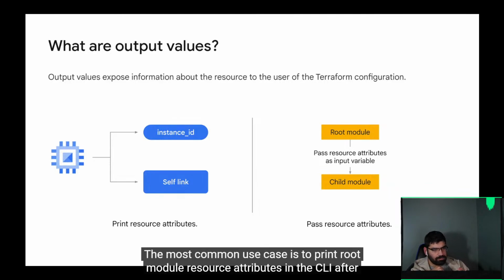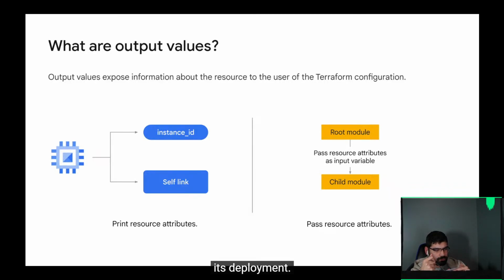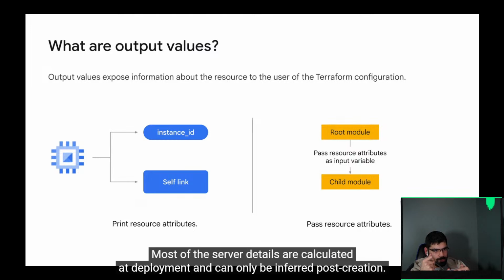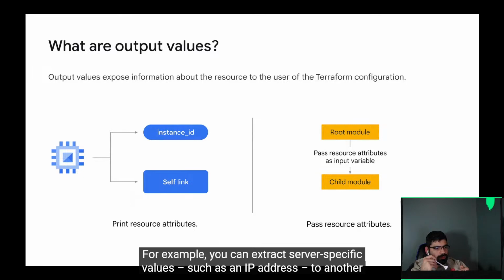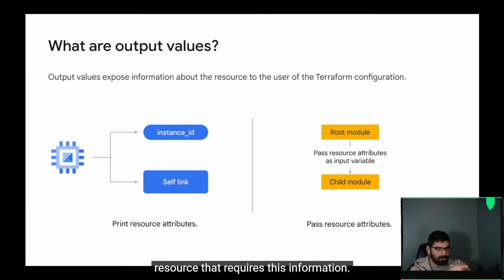The most common use case is to print root node resource attributes in the CLI after its deployment. Most of the server details are calculated at deployment and can only be inferred post-creation. Output values are also used to pass information generated by one resource to another. For example, you can extract server-specific values such as an IP address to another resource that requires this information.